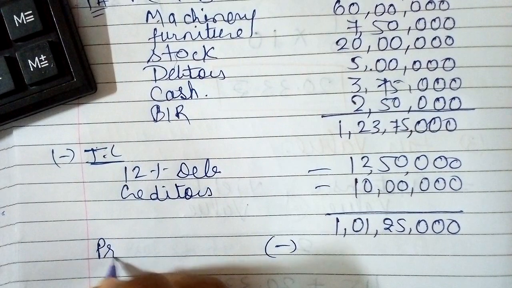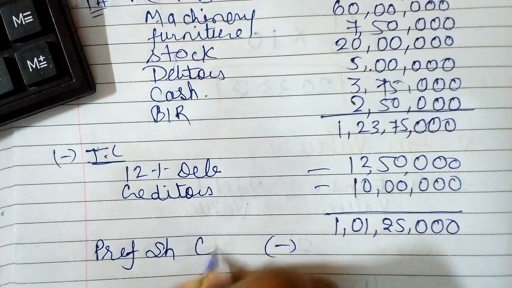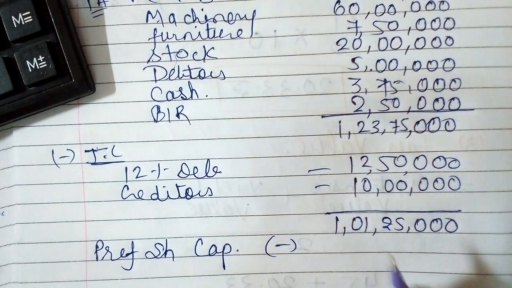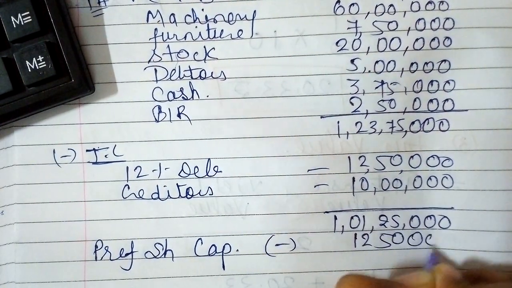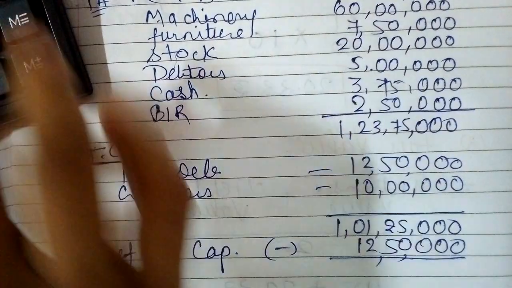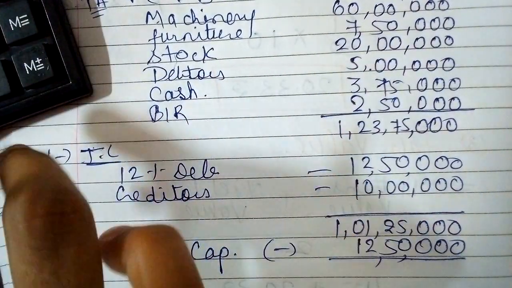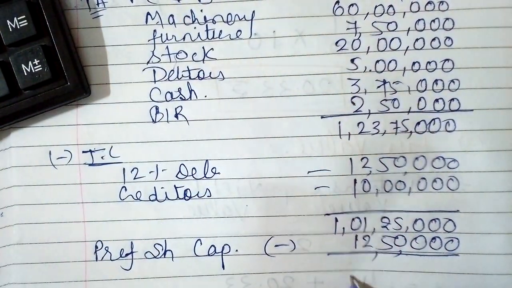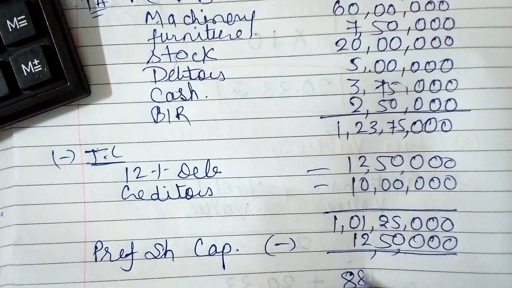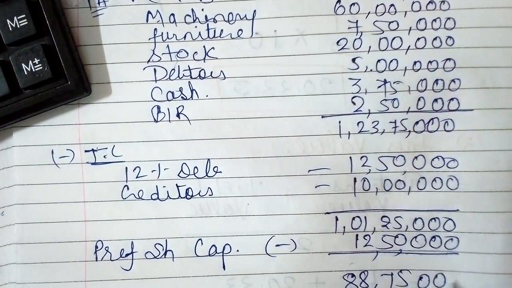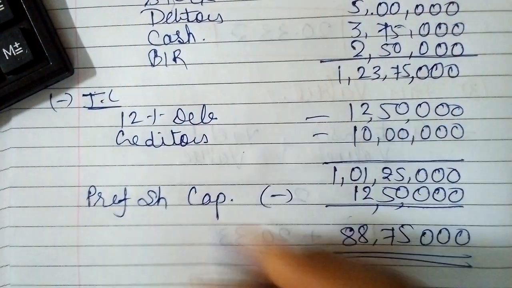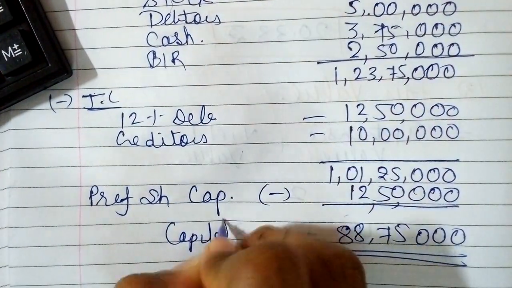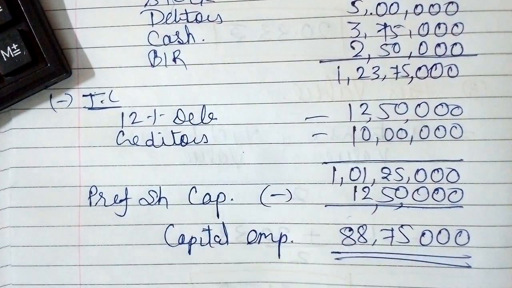Now don't forget to deduct preference share capital, which is given in the example, 12,50,000, right? So my net capital employed will be 88,75,000, right? So this is my capital employed.